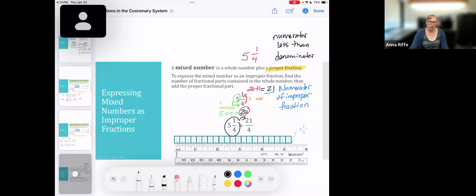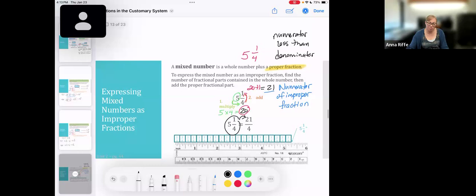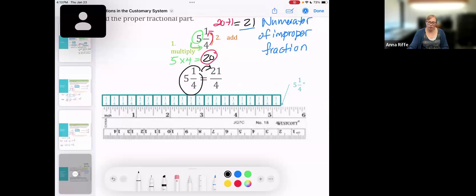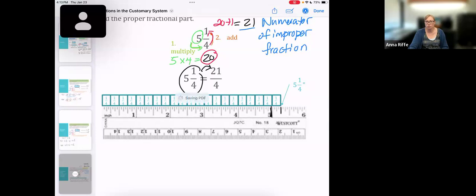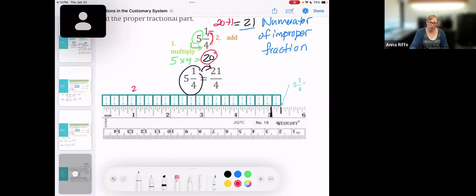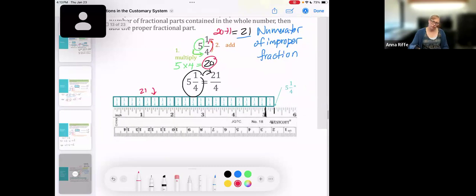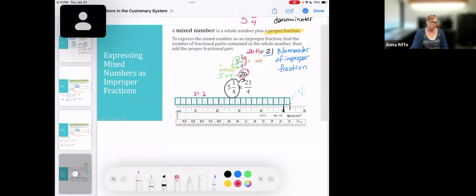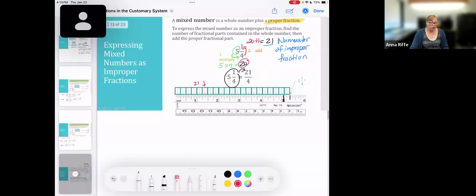Okay. You can see this using a ruler. I'll zoom in a little bit. 5 whole inches plus another 1/4 inch, or 5 and 1/4, is the same as 21 little 1/4 inches. So those are the same length. So if you want a visual, you can use a ruler to see that. So that's how to go from mixed number to improper fraction.